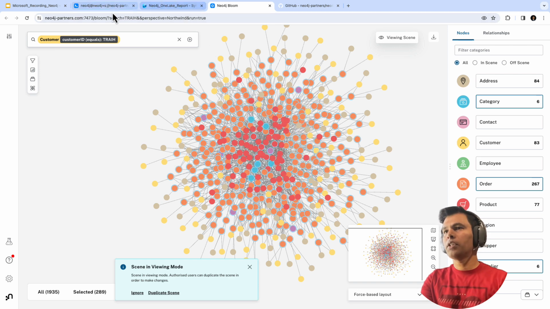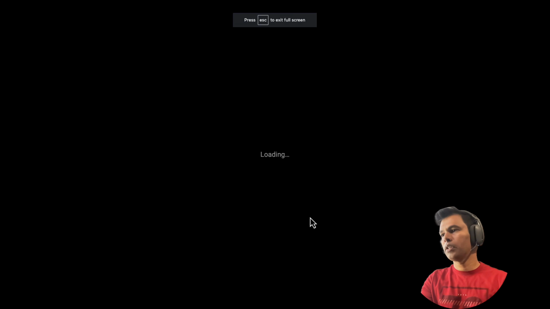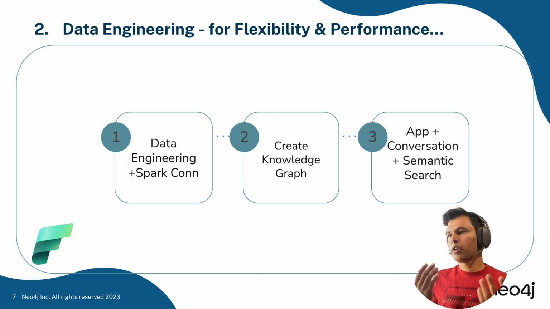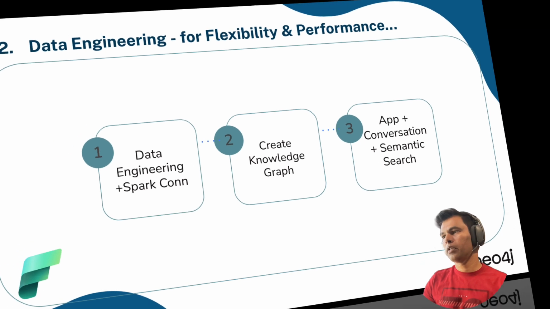All right, a few other things we can do is build a conversational interface for the data that you have using our semantic search. So the advantage is that you get much richer and deeper knowledge retrieval using a graph database.